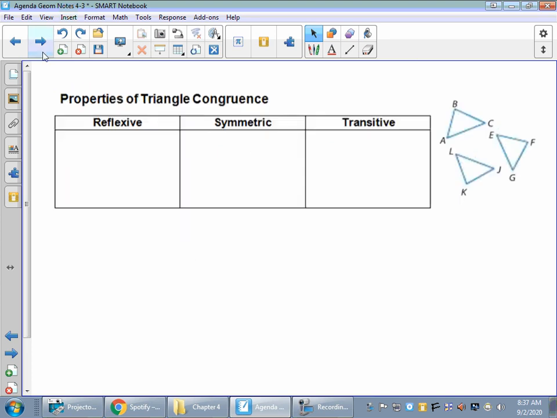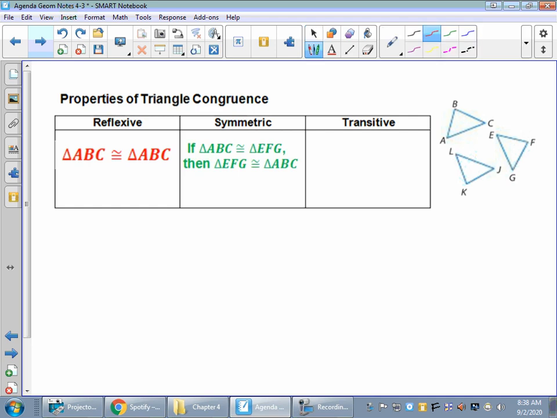Okay, next, some more properties of triangle congruence, and then we'll get into some practice problems here. So one of them would be the reflexive property. If you said triangle ABC is congruent to triangle ABC, it's going to be congruent to itself if you have an exact match of that triangle. So that's reflexive. It's like it always looks the same in a mirror. And then symmetric would be if triangle ABC is congruent with triangle EFG, then EFG is congruent with ABC. Okay?